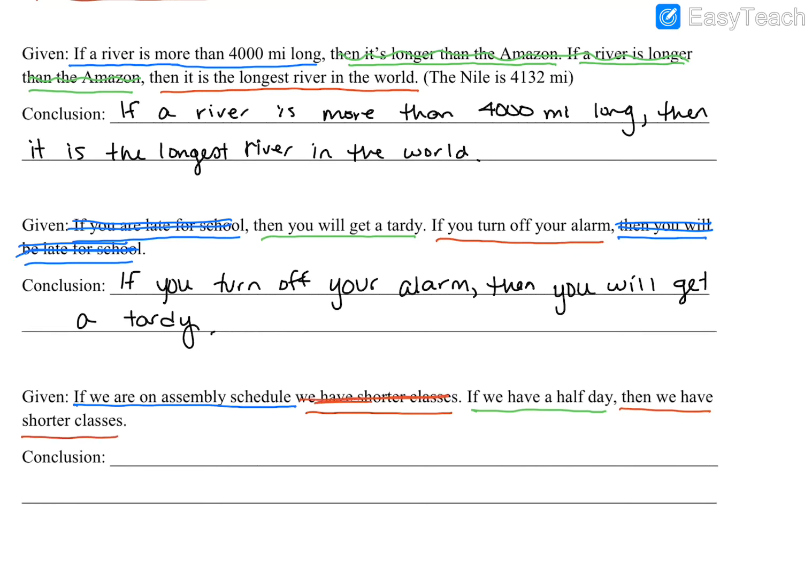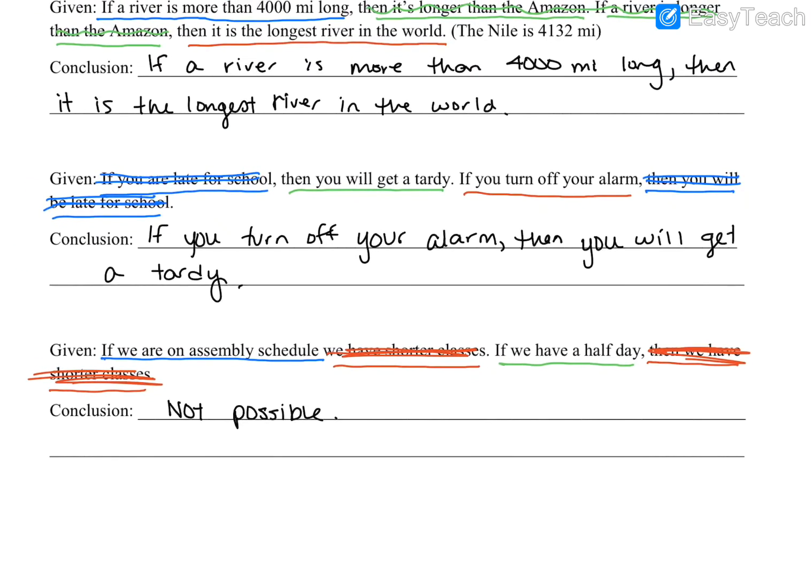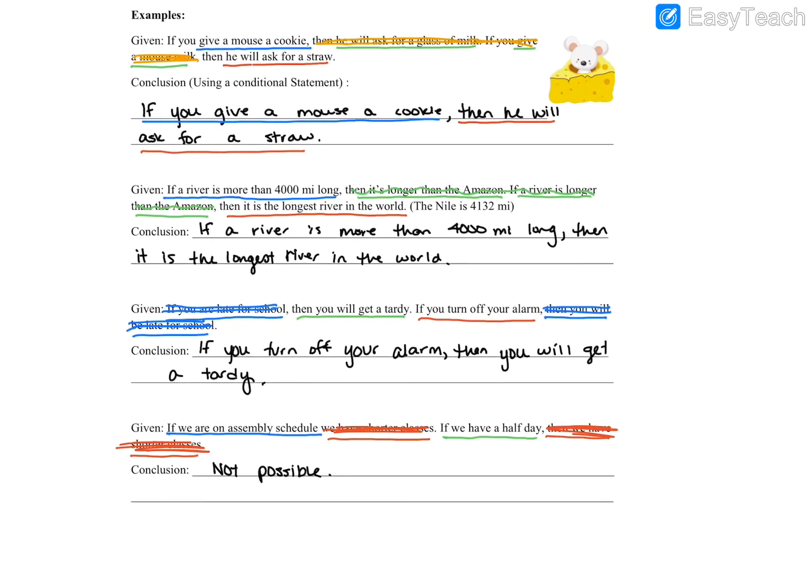Now, cross off what we have that's repeated. So the red was repeated, so I'm going to cross it off. Now we have to see if we can come up with an if-then statement. Our statement is, if we are on assembly schedule, if we have a half day. That does not make a conditional statement. That is not an if-then statement. So in this case, this one would be not possible. A hypothesis and conclusion didn't match. We didn't have an if part crossed off and a then part crossed off and left with an if and a then. We were left with two ifs, which do not make a conditional statement, so we cannot move on from that. That is the last of that.